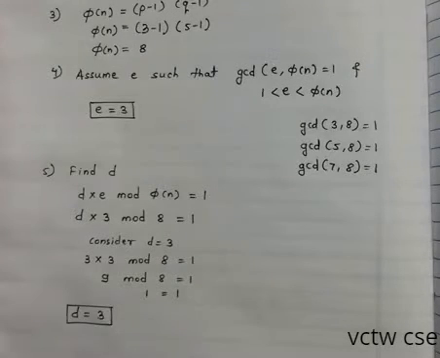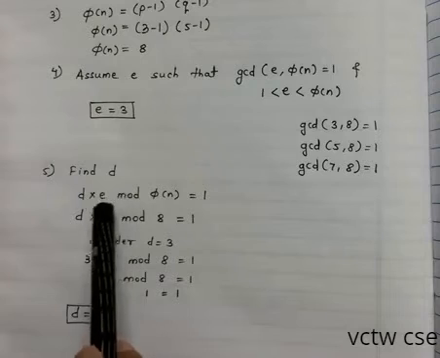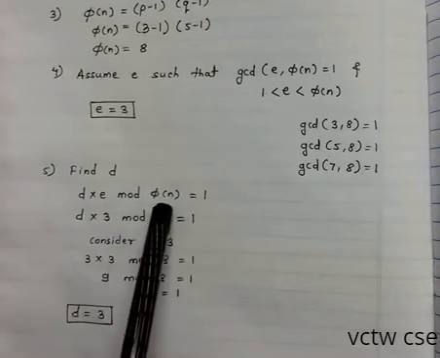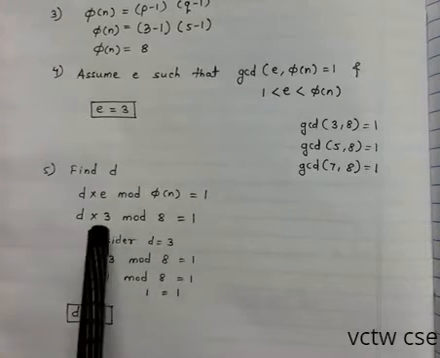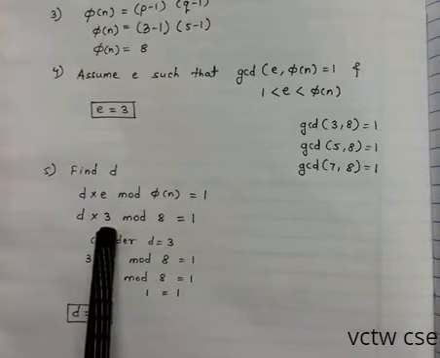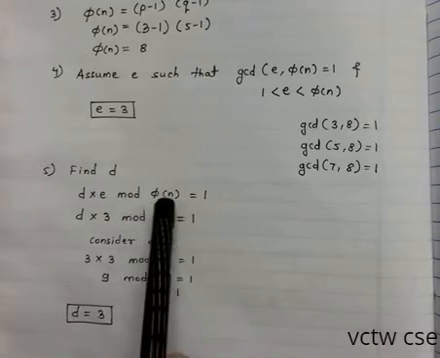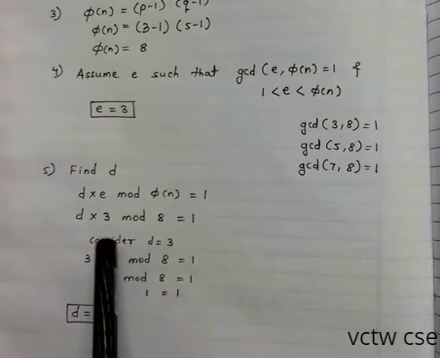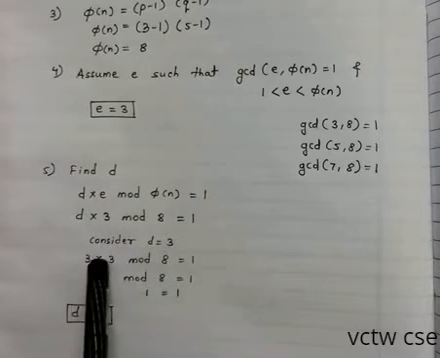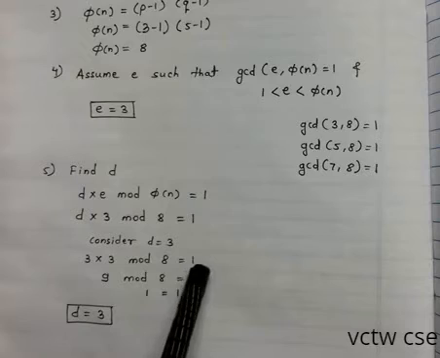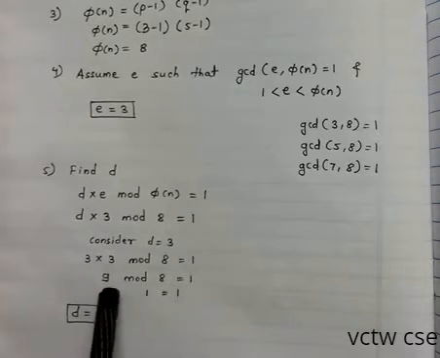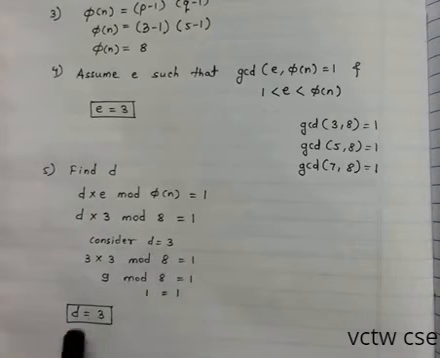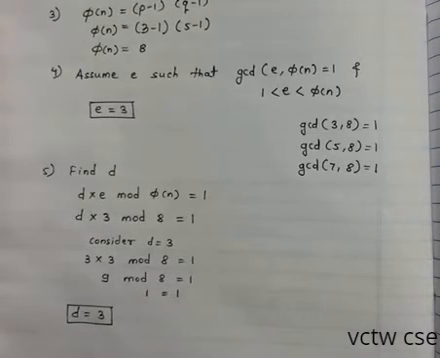So the next step is to find the value of D, which is the private key. We have the formula, that is D into E mod phi of n is equal to 1. We have the value of E, which is 3, and we also have the value of phi of n, which is 8. So if we consider the value of D as 3, then 3 into 3 mod 8 is equal to 1, that is 3 into 3 is 9, and 9 mod 8 is equal to 1. So here we have calculated the value of D as 3.